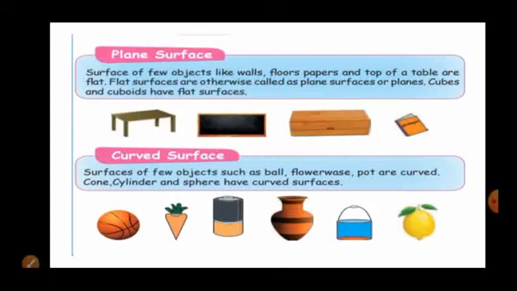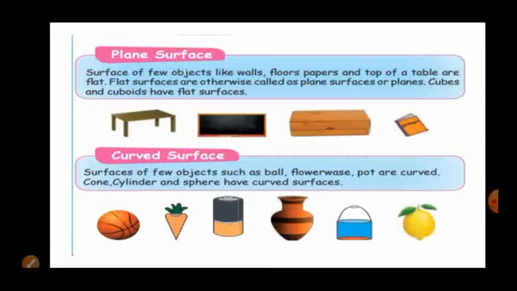Plane surface. Surfaces of a few objects like walls, floor, papers and the top of a table are flat. Flat surfaces are otherwise called plane surfaces or planes. Cubes and cuboids have flat surfaces. Some examples are table, blackboard, suitcase and book.